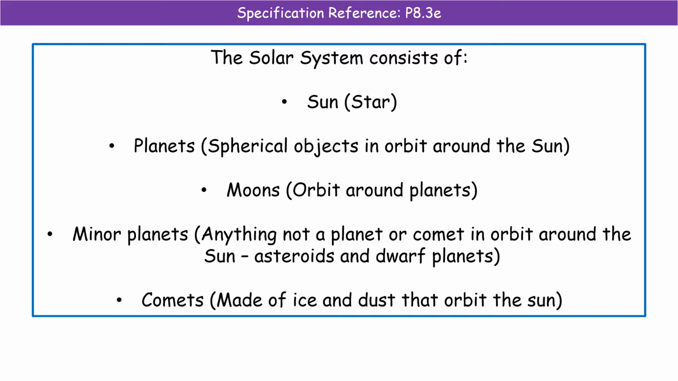So our solar system is going to consist of our sun, which is a star, planets, the spherical objects that orbit around the sun, moons, which orbit around the planets. There are minor planets, which are basically the things that aren't planets or comets, but still orbit the sun. So think dwarf planets like Pluto, asteroids, etc. that could have fallen into this little category. And then we have comets themselves. These are made of ice and dust that will be orbiting the sun on some rather large orbits in some cases.